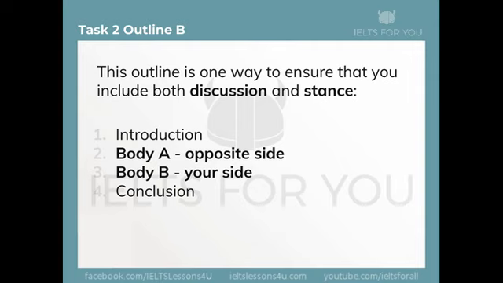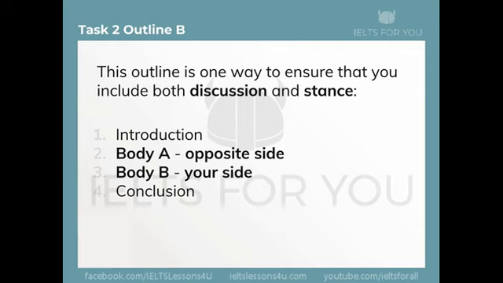Okay, and then when you get to body B, make it very clear that this is your idea. So you can start body B by saying, however, I strongly believe that da da da. Or however, it is clear to me that, and then whatever your opinion is. Okay, so by doing this, we have discussion. We talk about both sides, but through our language, we make it clear which side we agree with.